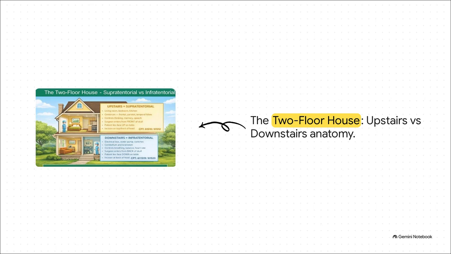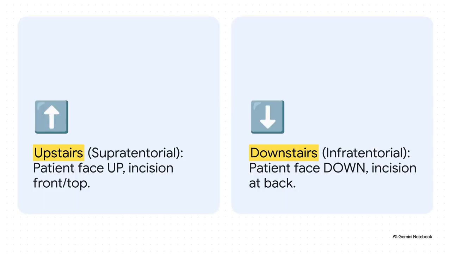Functionally, this upstairs area completely governs higher-level conscious functions, things like thinking, memory, and speech. Whenever a neurosurgeon is operating to preserve or repair these specific functions, they are working in the upstairs of our house. Now, when a surgeon enters this upstairs space, the clinical setup is highly specific, and it gives you a massive clue as an auditor. The patient is typically positioned supine, meaning they're lying face up on the operating table, and the surgical doorway or the initial incision is almost always made at the front or the top of the head.